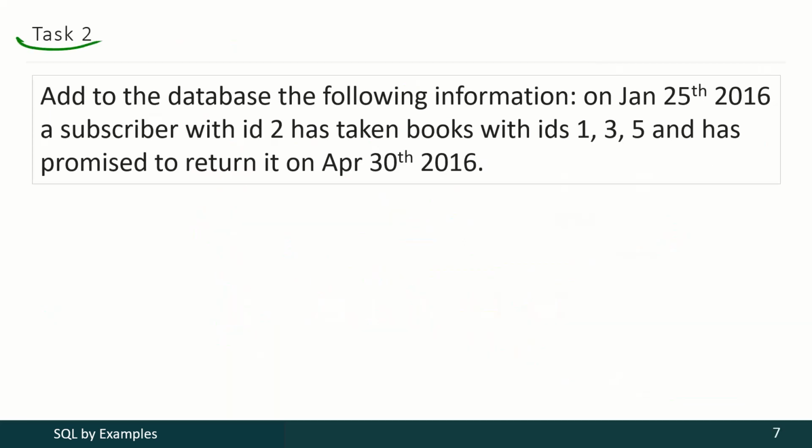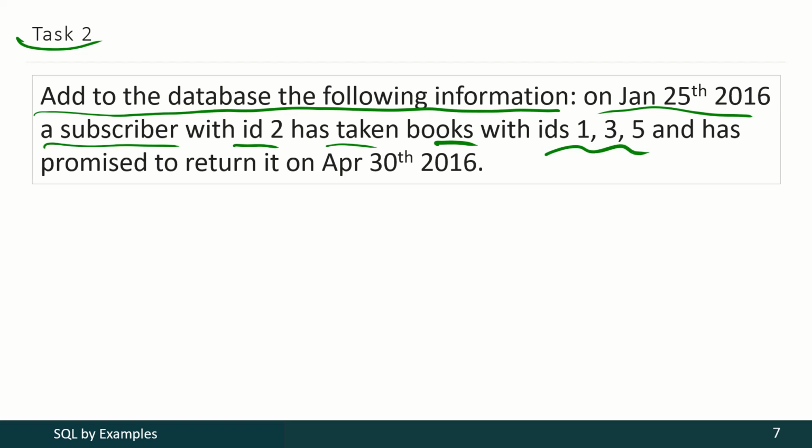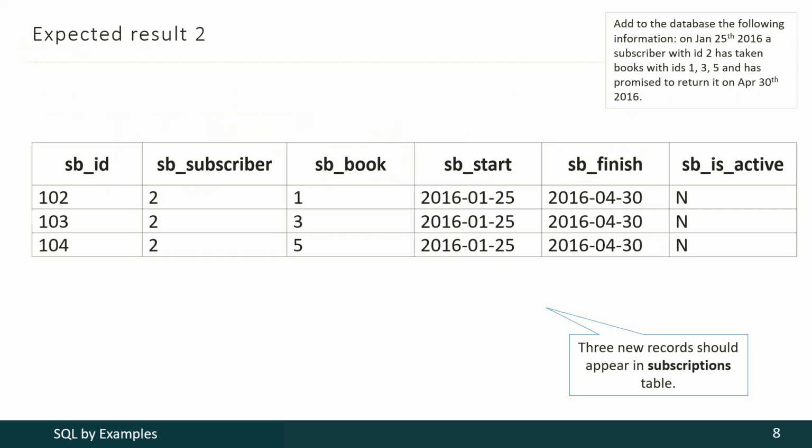In the next task we have to add to the database the following information: that on a given date a subscriber with some ID has taken books with several IDs and has promised to return them on some date. The main idea here is that we have to add several books. So after the completion of insert operation, these records should appear in subscriptions table.